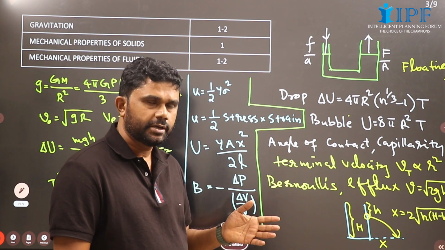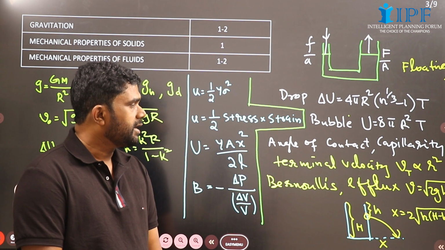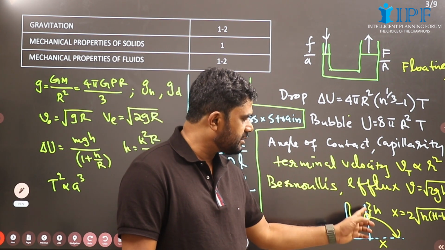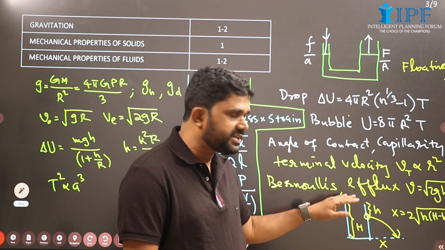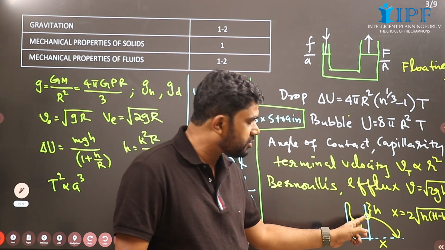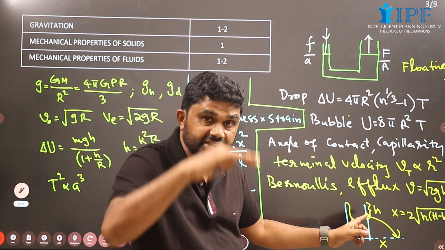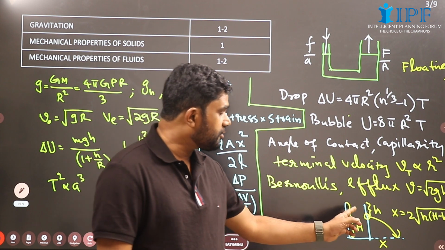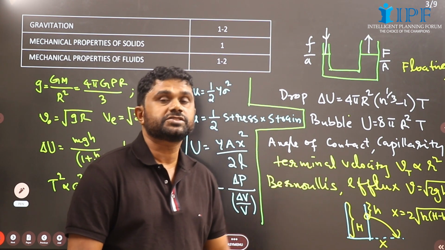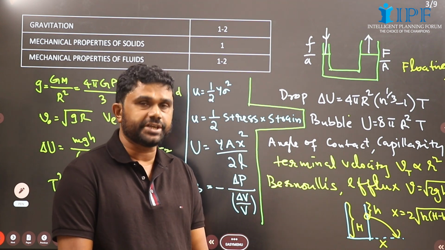You should also know Bernoulli's principle and speed of efflux. See, this is a tank. It is filled with a homogeneous liquid up to a height capital H. A hole is punched on the side wall at a depth small h below the free surface. Then liquid will come out of this hole with a velocity that is called the speed of efflux or velocity of efflux, v equal to root of 2gh.